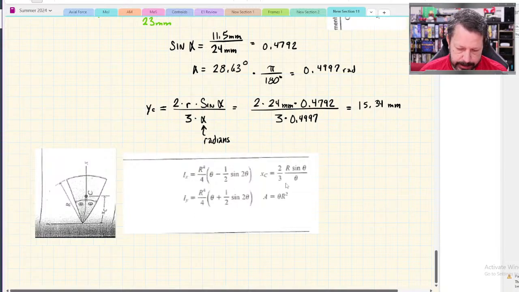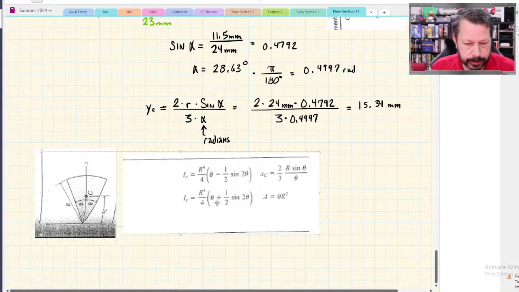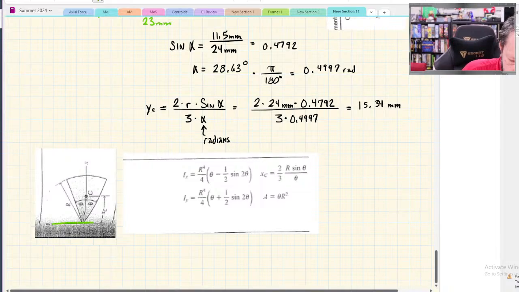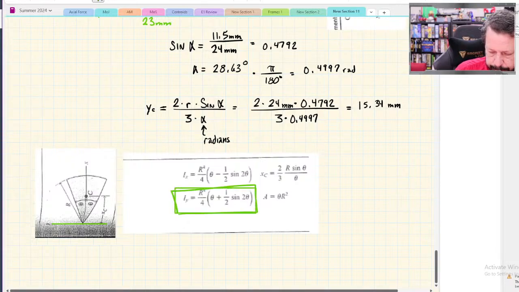All right, so what it looks like, I need the moment of inertia. This gives me x sub c, so I've already got that. I need the moment of inertia about the centroid, which is just going to be... I actually don't have the moment of inertia of the centroid here. I have the moment of inertia about the y-axis, which there's the y-axis down there. And that would match up with this equation.